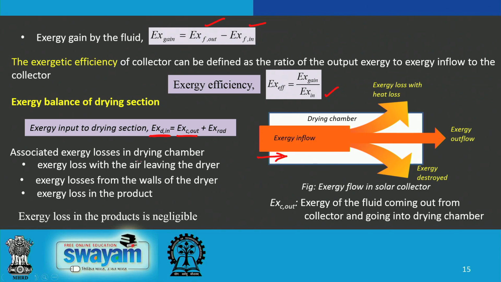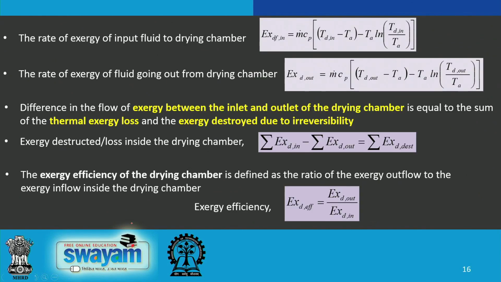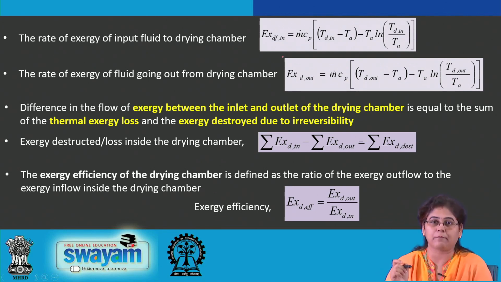So, associated energy losses in the drying chamber deal with the exergy loss with the air leaving the dryer, exergy losses from the walls of the dryer, and exergy loss in the product. However, the exergy loss in the food material or the product is very negligible. So, that is not taken into consideration here. So, the rate of exergy of input fluid to the drying chamber can again be represented in the same form as we have done for the collector part.